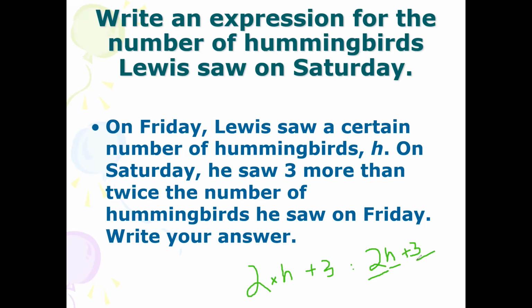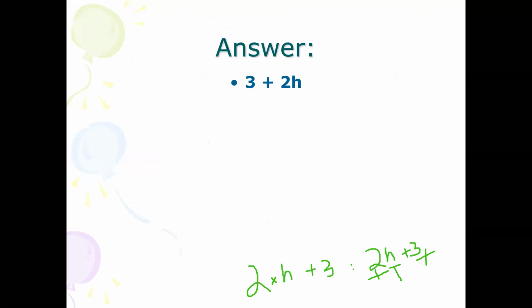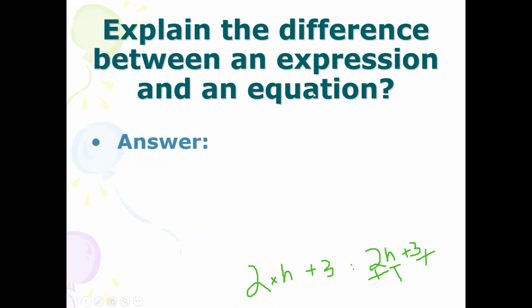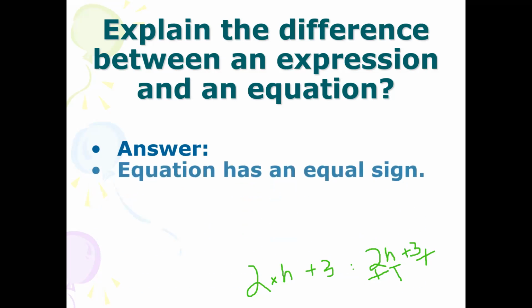I am just repeating these terms so that you can really remember them strongly. This is the coefficient, this is the variable, and this is the constant. There is a difference between a coefficient and a constant. Let's see the answer. The answer is 3 plus 2H or 2H plus 3. Both are correct. Next: explain the difference between an expression and an equation.